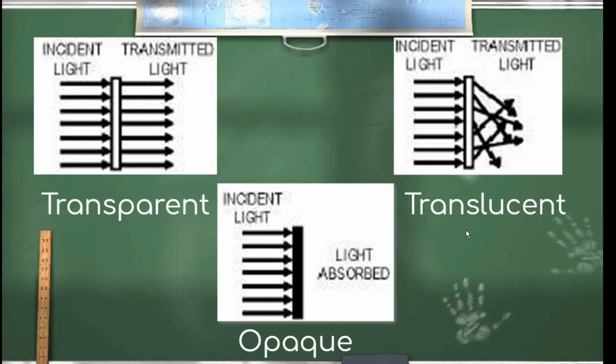And then with translucent, light goes in, some light bounces off, some light's absorbed, and some light is transmitted, but when it gets transmitted, it gets all mixed up. And so you can't see a clear picture of what's on the other side.